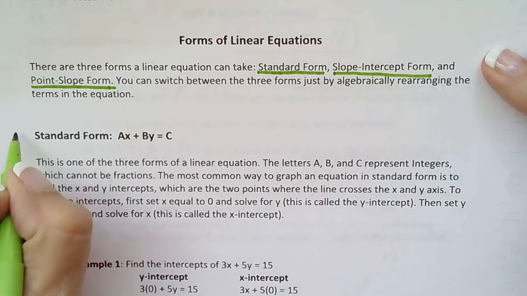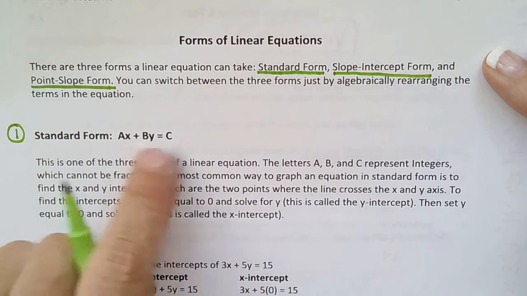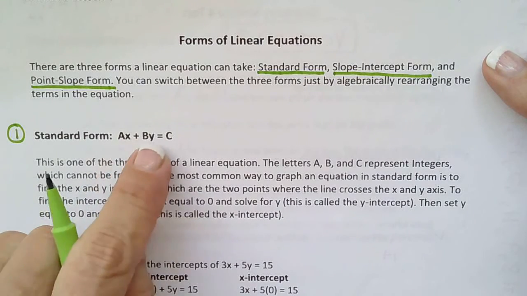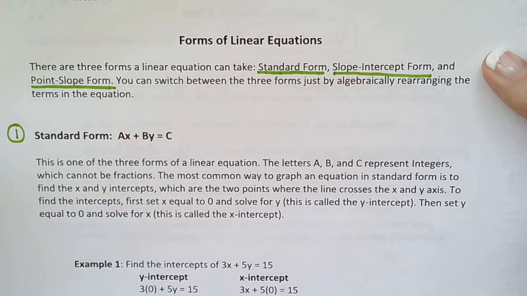So this is standard form. The reason we haven't talked about it yet is because we really don't use it much. It's just pretty. It doesn't give me a point. It doesn't give me a slope. It's just pretty. There's no fractions or decimals in it. X and Y are on the left in alphabetical order, and the constant, the number, is on the right. So basically, it's the pretty form.